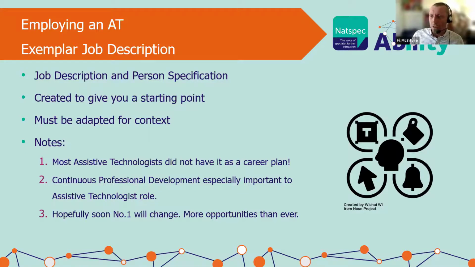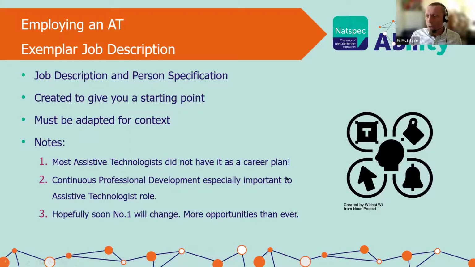And I'm just going to share in a second the job description and a person specification that you could use as an exemplar to give you a starting point if you're looking to employ an assistive technologist in your college. I have to say, though, it is just a starting point. It's very neutral, and you will need to adapt it for your context. So specific policies and specific goals that you want an assistive technologist to meet will need to be put in there. But some people have been telling us that they didn't know really where to start when they're putting together this kind of job description, because there's never been that role in a college before.